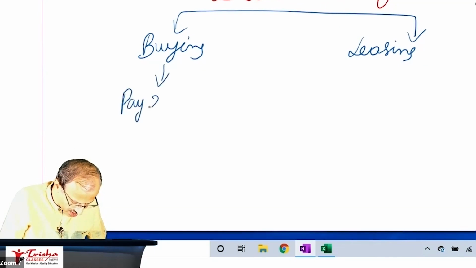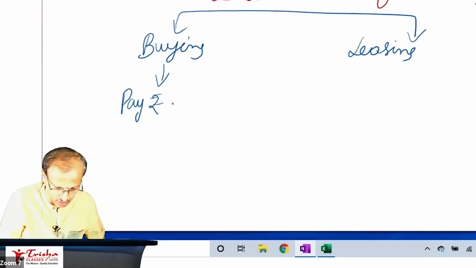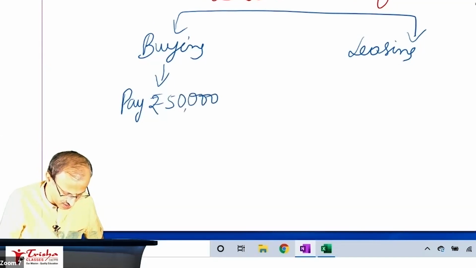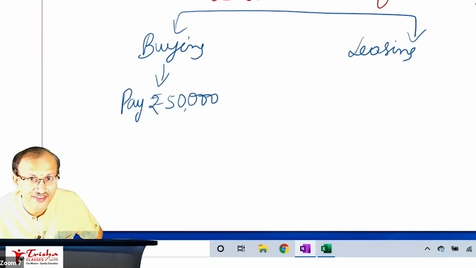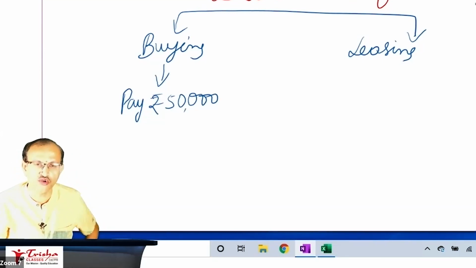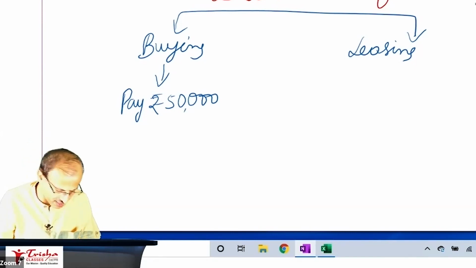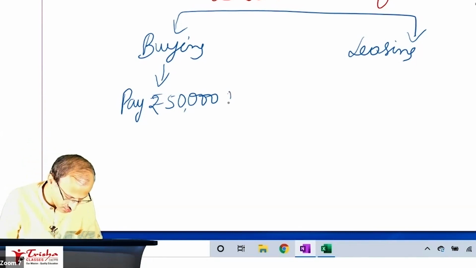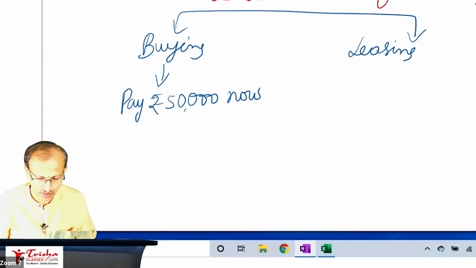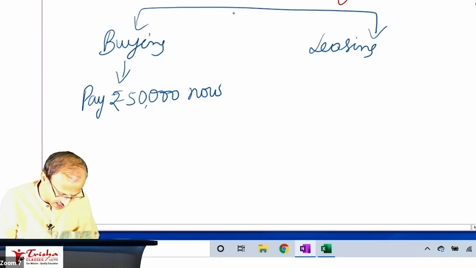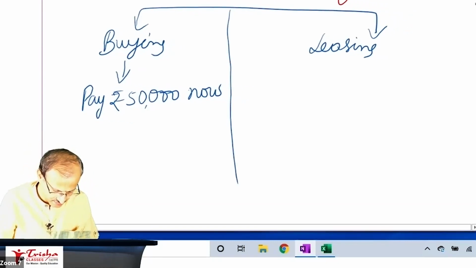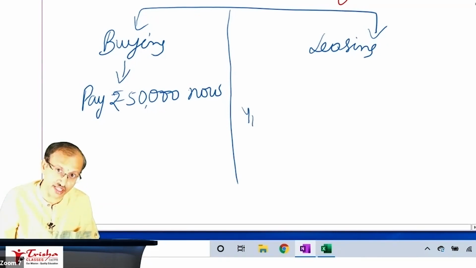Here, pay rupees, how much in buying? How much do you have to pay? 50,000. When do you pay 50,000? Today you want to buy the machine, today you have to pay. I will write on the other side. I will write year one, means 1 year, if you take the machine on lease rent. Y1 means year one.